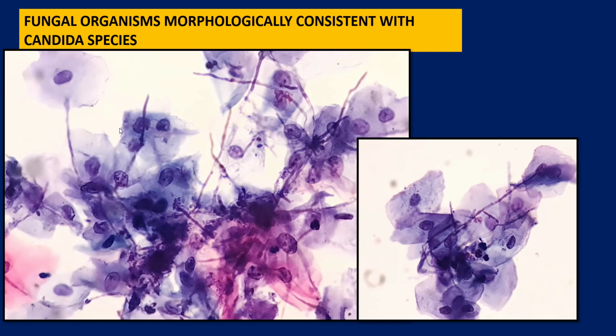Next, we move to the next organisms, not exactly in order of importance, but these are the common organisms that we find on cervical smears. The fungal organisms morphologically consistent with Candida species, where you look for the pseudohyphae of Candida, yeasts and the hyphae of Candida. You can see over here, without true septae.